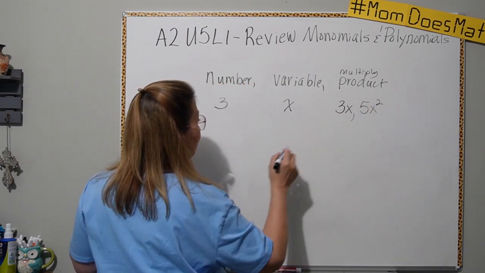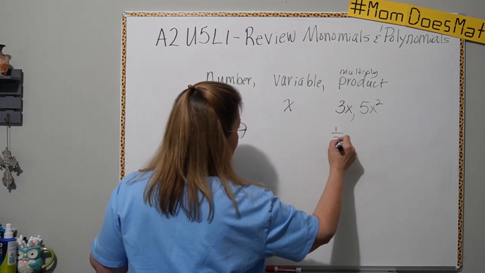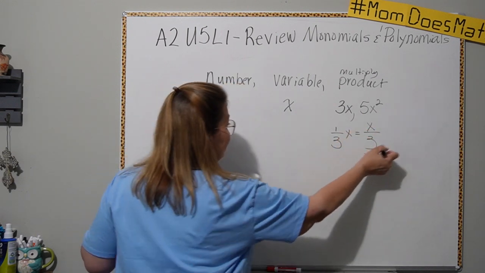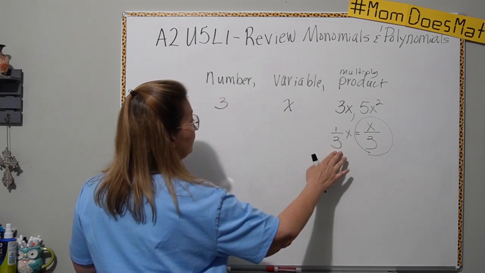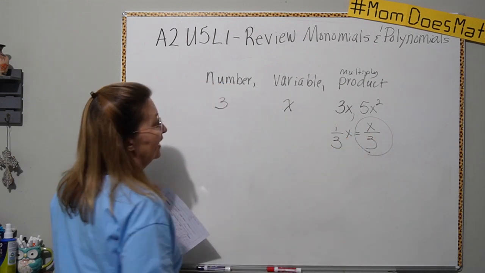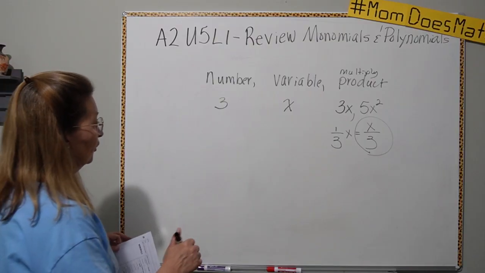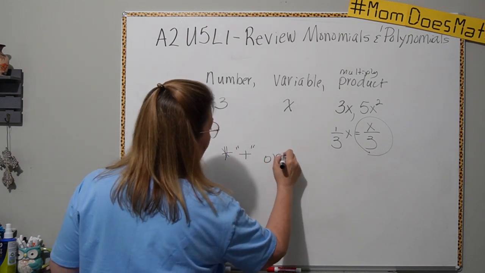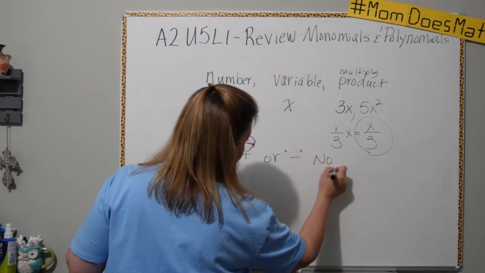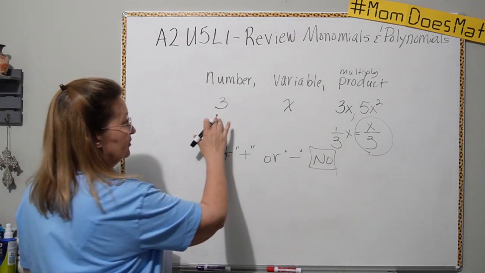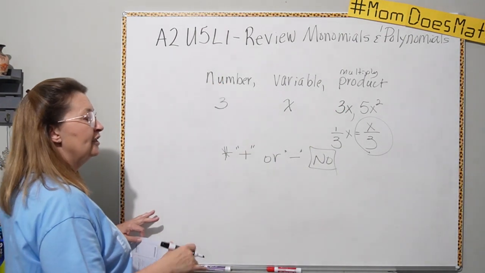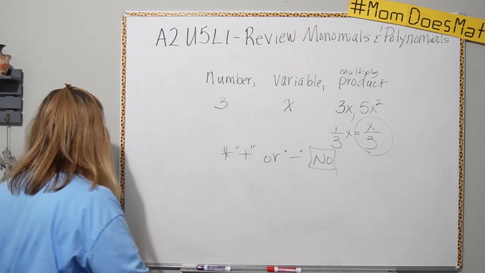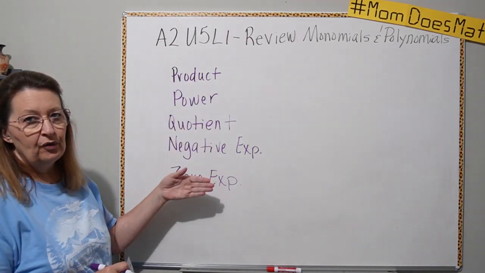But I also want you to remember what happens when you multiply a fraction times a variable. It's going to look like this. This is also a monomial because you multiplied 1/3 times x to get x over 3. And one more thing, monomials do not have plus or minus signs. They have no plus or minus sign. You see all these things? There's no plus or minus. When you get into a plus or minus, that's when you have more than one monomial, which we'll talk about in just a second. Okay, so real quick, we're going to review our exponent rules.